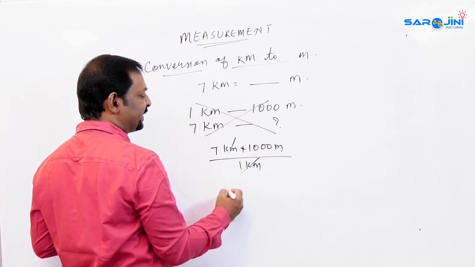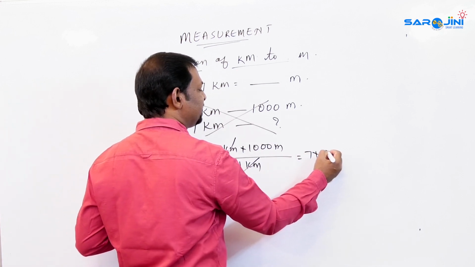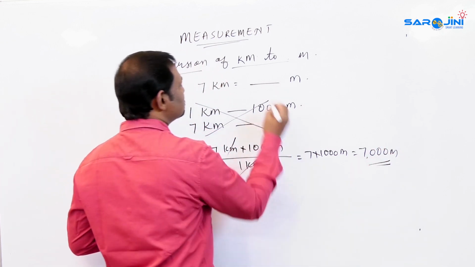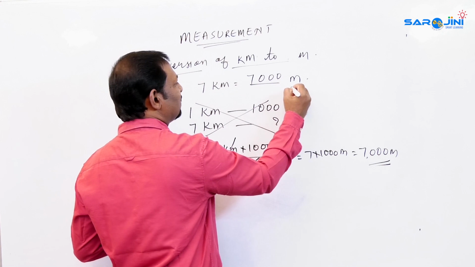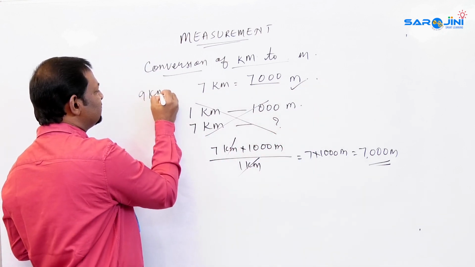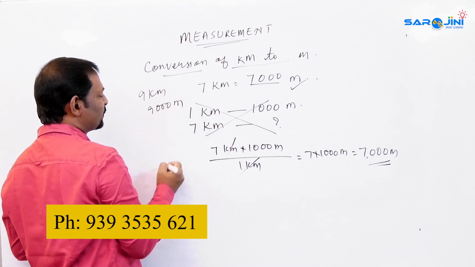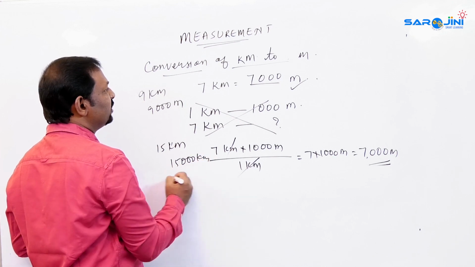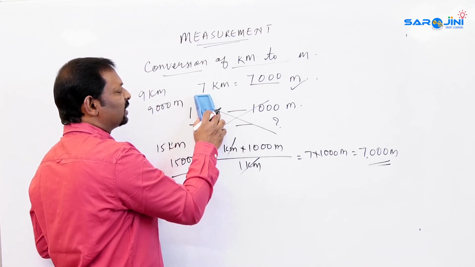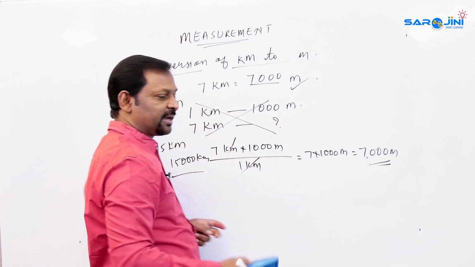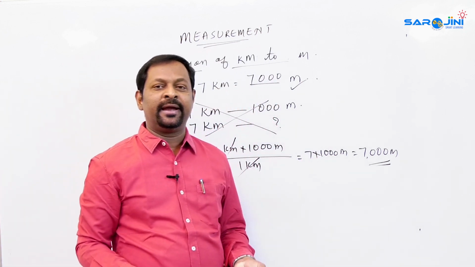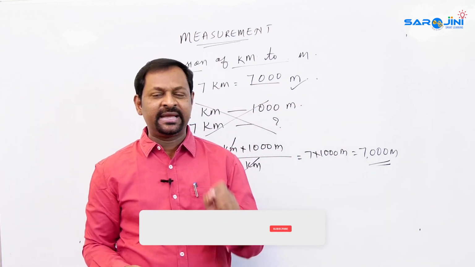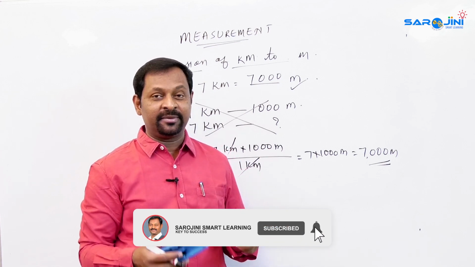So kilometer gets cancelled. What is left? 7 into 1,000 meters, which is equal to 7,000 meters. So 7 kilometers is equal to 7,000 meters, or if it is 9 kilometers, it will be 9,000 meters. Okay, if it is 15 kilometers, it is 15,000 meters, and so on. So here, when we are converting kilometers to meters, we are multiplying with 1,000, and if you want to convert from meters to kilometers, we are dividing with 1,000. So this is the basic step I'm explaining today.